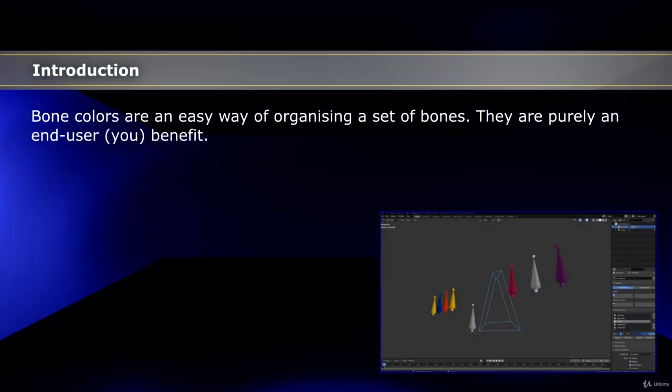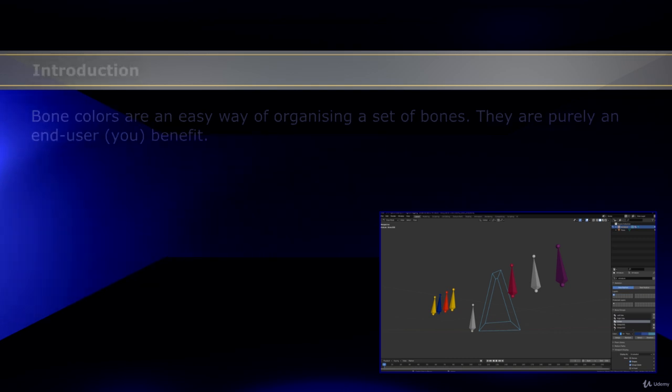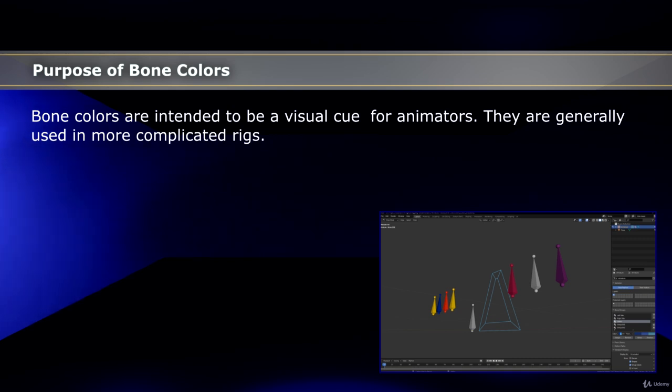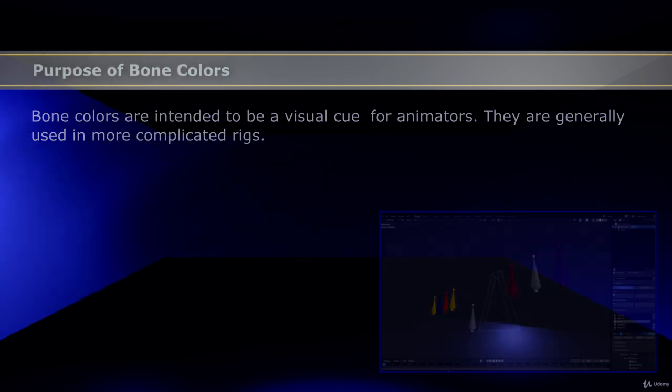Bone colours are an easy way of organising a set of bones. They are purely an end user benefit. The main purpose of bone colours is to make more complicated rigs organised and proficient. So for example, you may choose to make all bones the animator needs to scale red.